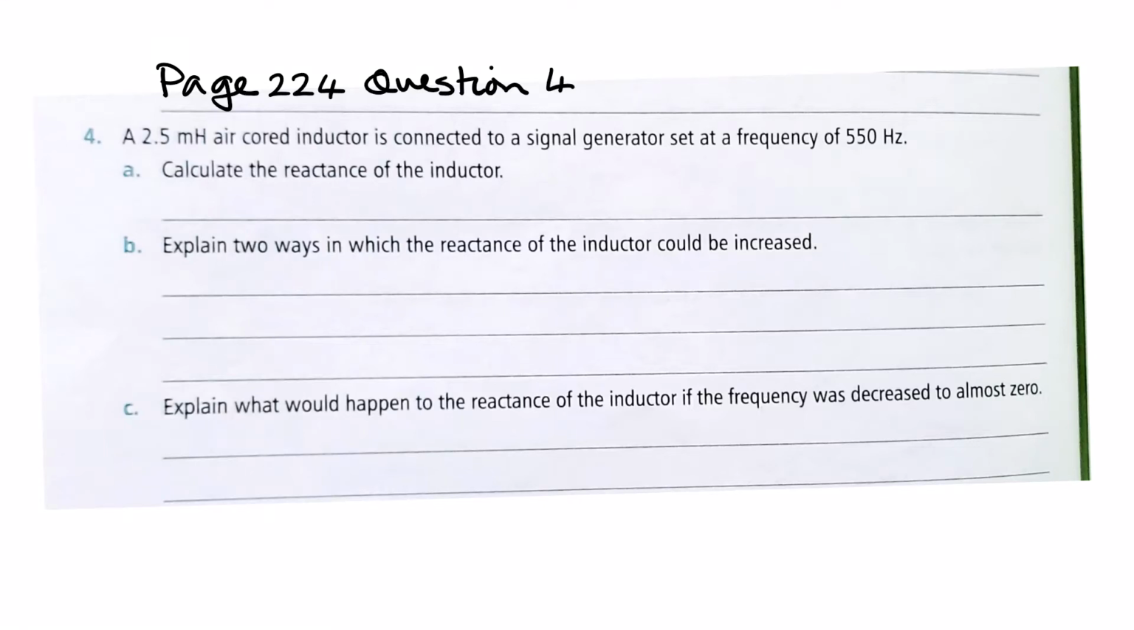Okay, a 2.5 millihenry air cored inductor is connected to a signal generator set at a frequency of 550 Hz. Calculate the reactance of the inductor. One thing I'd just like us to note at the moment, this is an air cored inductor. So that means it's a hollow coil, a hollow solenoid, air cored. Which means you could put an iron rod in it, but we'll come back to that later perhaps. So, calculate the reactance of the inductor.